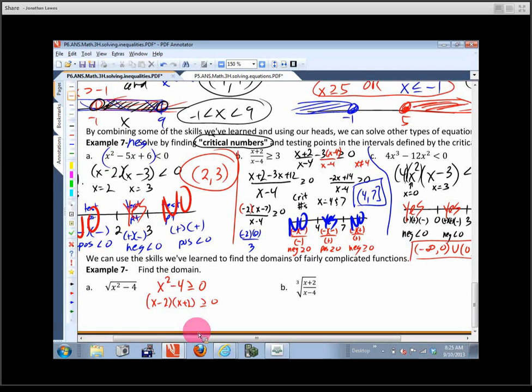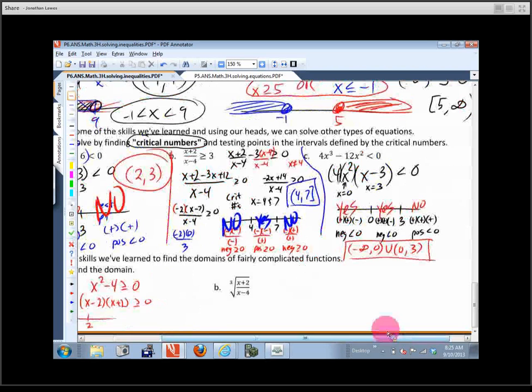Okay. Would 2 and negative 2 be included in the answers? Peyton says yes. Why? Yep. Because if you plug those in, it equals 0, and it says it can equal 0. So you're going to include those. Okay? So basically you're going to do a number line. Here's negative 2, here's 2, and then you're going to do the same thing we did up above. Everybody okay with that? Okay.